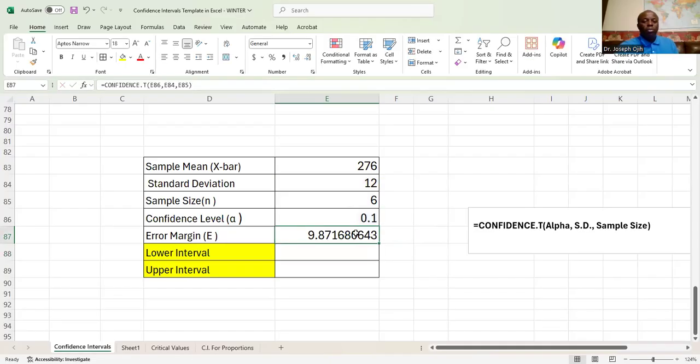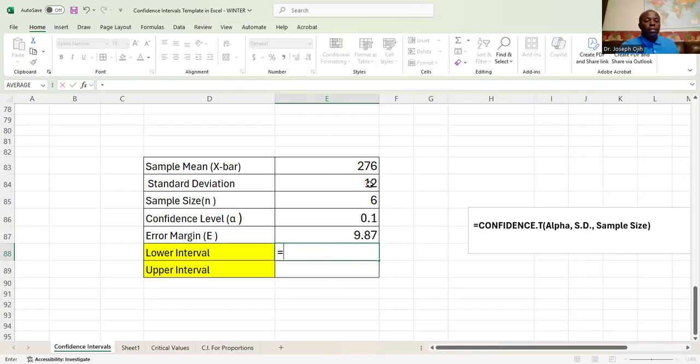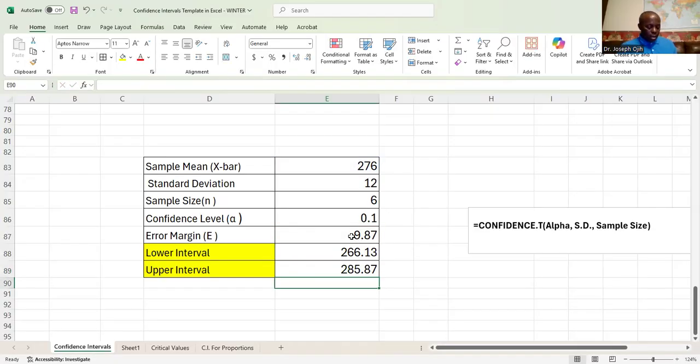So I can just reduce it to 9.87. Now, to get the confidence interval, for the lower interval, just subtract this from the mean. And to get the upper, add it to the mean. So lower interval equals mean minus error. Press the enter key, it gives me 266. And for the upper interval equals mean plus error, it gives me 285.